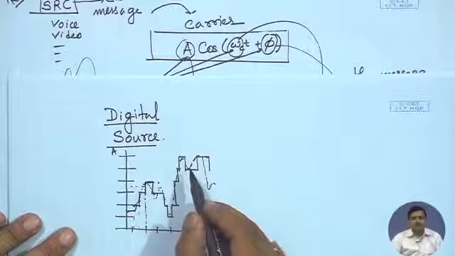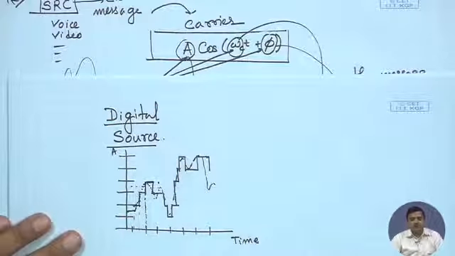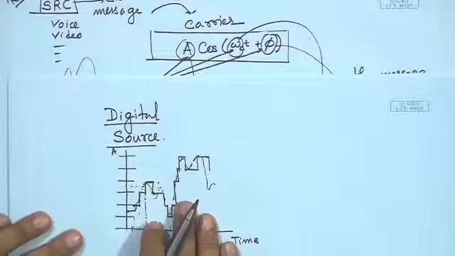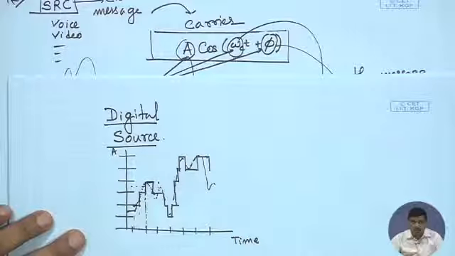Now, there are several advantages of going digital, and the advantages will become clear as we progress into this particular domain. But this is one way of differentiating between an analog signal and a digital signal.